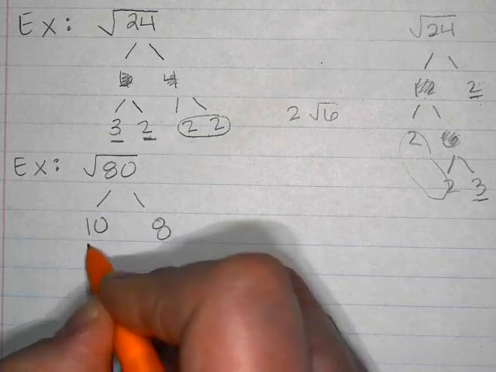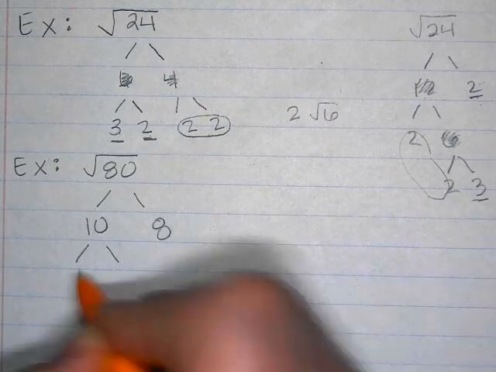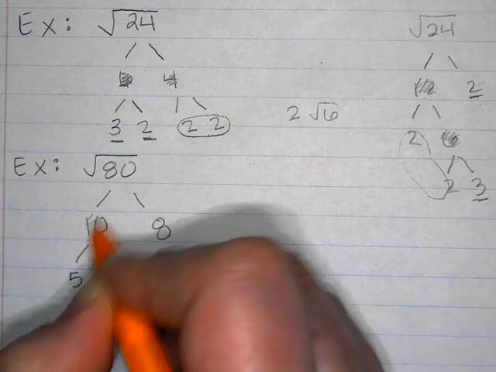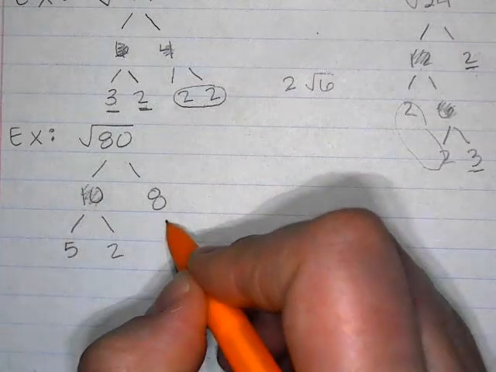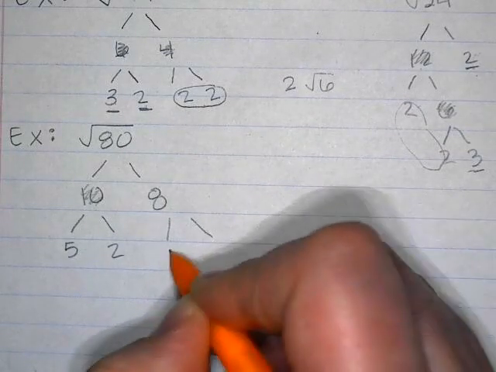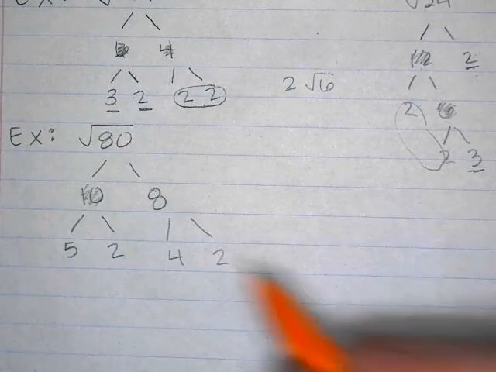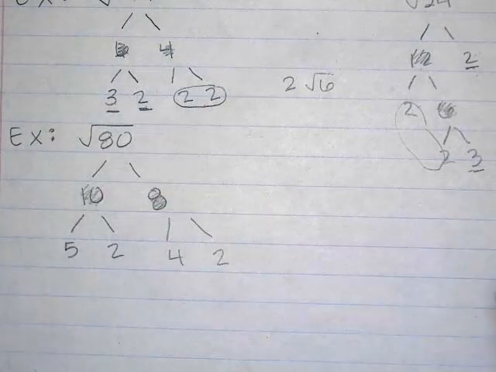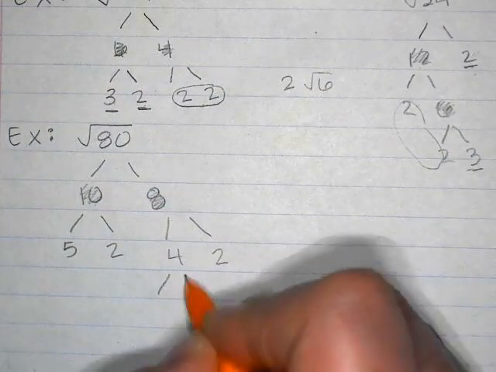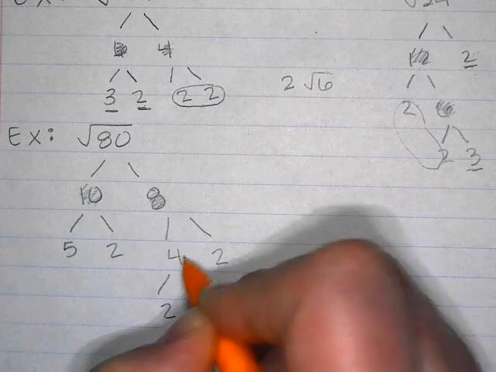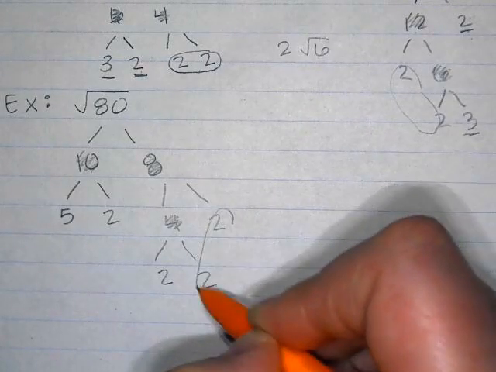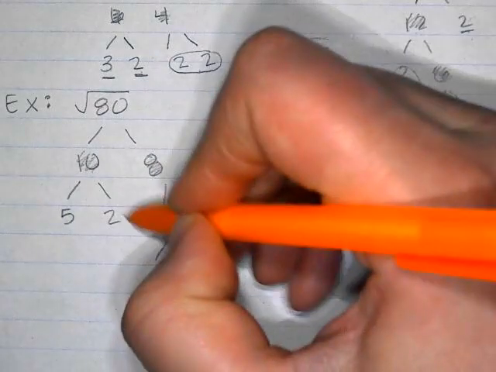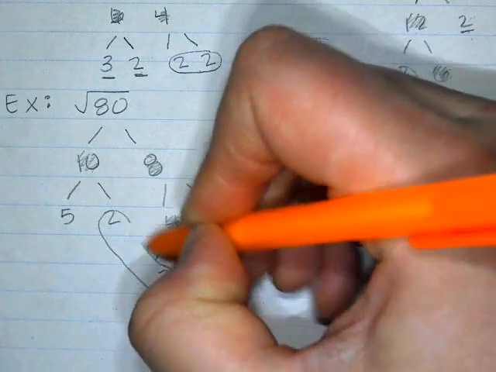So how do we multiply to get 10? 5 and 2. Okay, I'm done with the 10. How do we multiply to get 8? 4 and 2. Okay, and then how do I multiply to get 4? 2 and 2. Okay, get rid of the 4. So we have a pair of 2s and a pair of 2s.